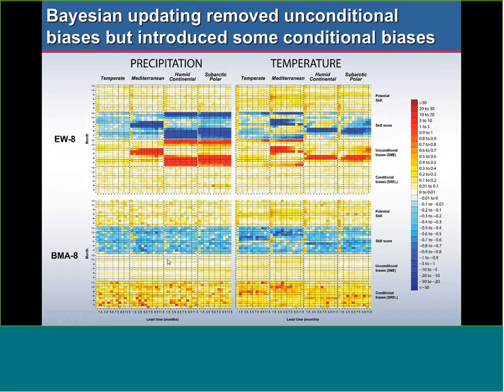The nice element is that the Bayesian updating completely removes the unconditional biases, so basically it does bias correction. That comes at the price of introducing some conditional bias, which was not present with equal weights. Overall, the actual skill increases, or at least it's much less negative than what you would get from equal weights.